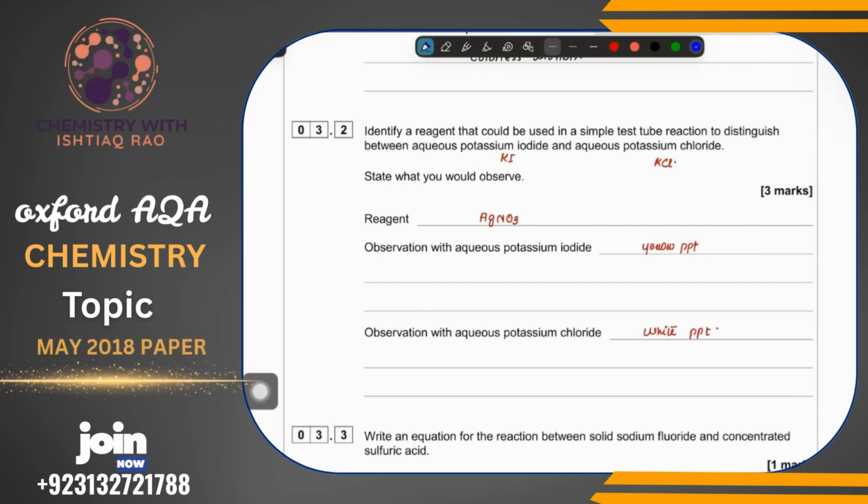Yeah. So Ag+ plus I- gives AgI, that is solid, and then Ag+ plus Cl- gives AgCl solid, that is a white precipitate.